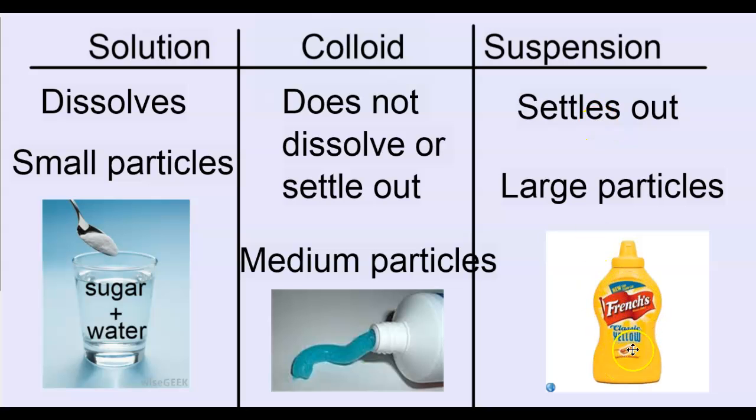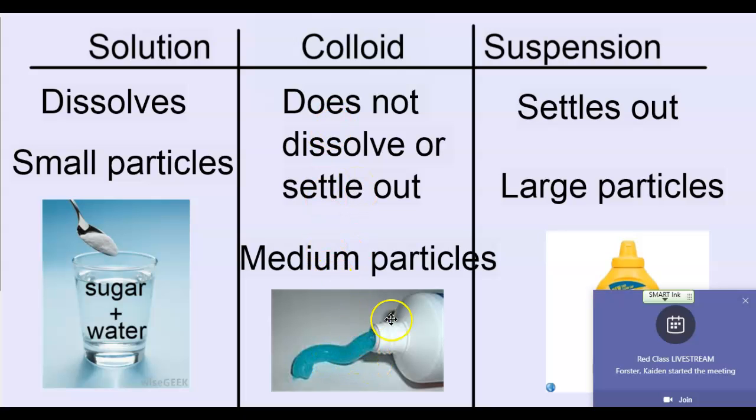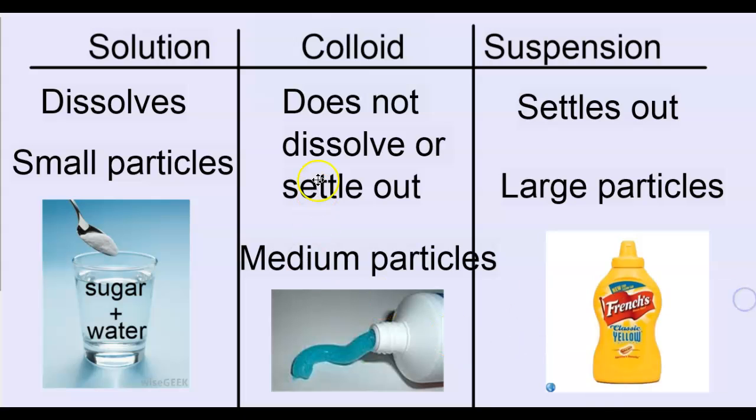Suspensions, on the other end, are the largest particles that settle out, and that's why we have to shake mustard in order to get that mixture to mix again. Colloids fit somewhere in between, where they have medium-sized particles that don't dissolve, but don't settle out. We don't need to shake or stir our toothpaste. Colloids fit somewhere in between, and they block the light.